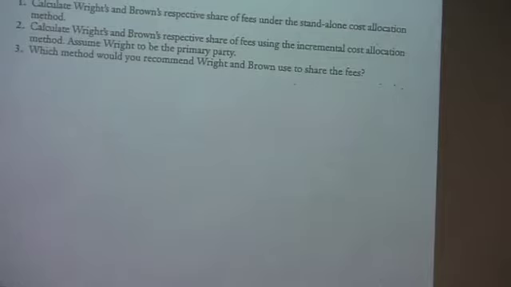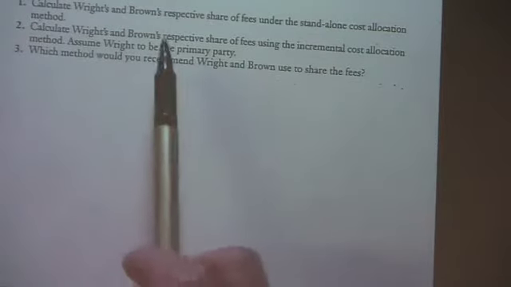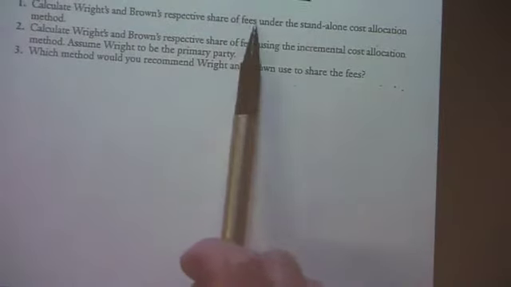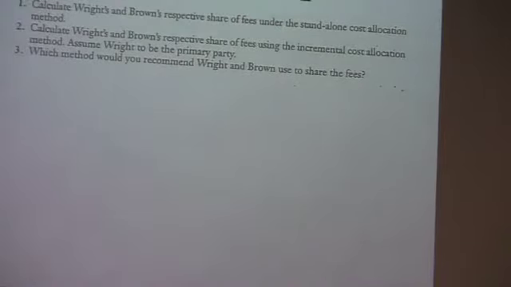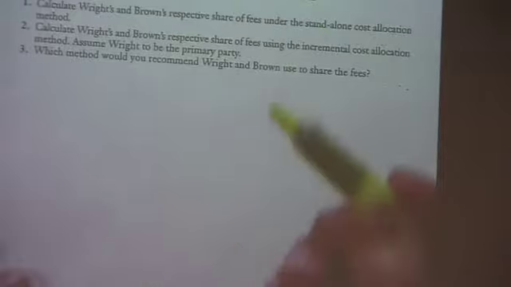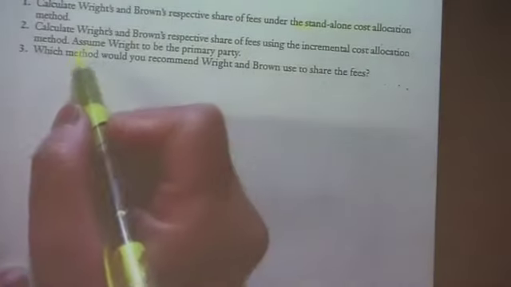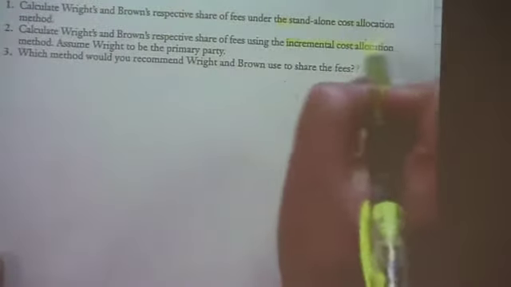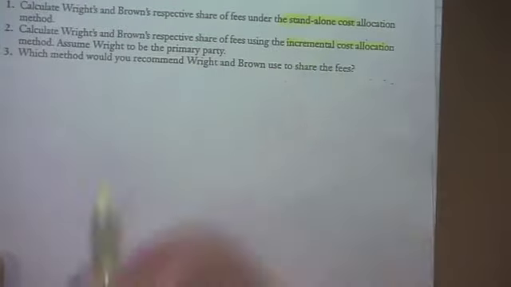The first part of the question is to calculate Wright and Brown's respective share of fees under the standalone cost allocation. That's the first method, standalone. The second method says, what if we use the incremental method? And of course, the third part is, which method would you recommend? So let's look at the first part.